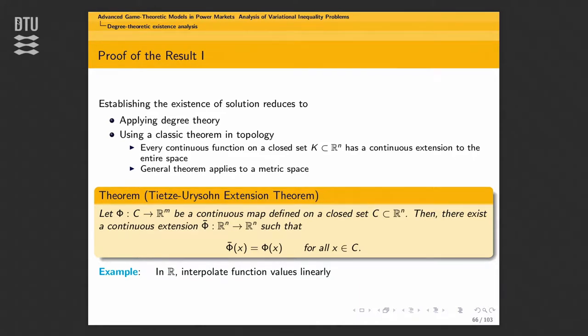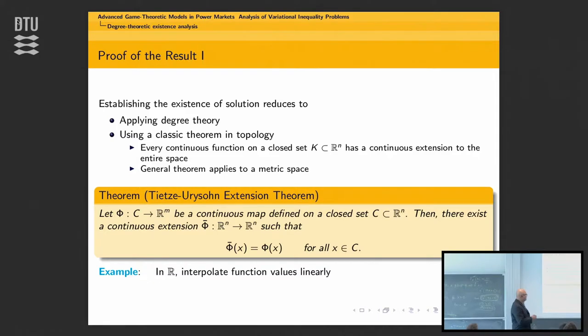And this was the point I think that somebody raised, I think Fabio raised this, that Brouwer's theorem essentially goes from C to C. Using this extension theorem, you can construct a continuous map. So if you have a map that goes from C to R^m, then you can actually have a map that goes from R^n to R^n, and then you can get a result which is more general.